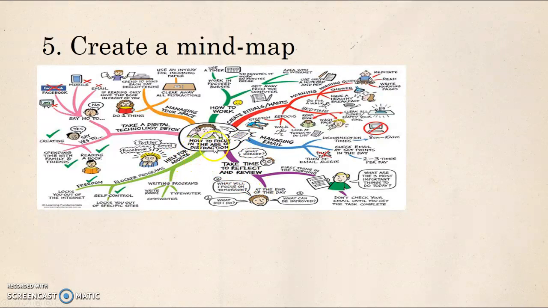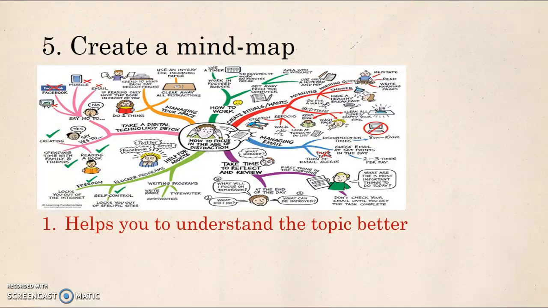For example, in this one, how to focus in the age of distraction, this person identified 1, 2, 3, 4, 5, 6, 7 main themes, and within these 7 main themes there are several other lower level themes that this person could discuss.